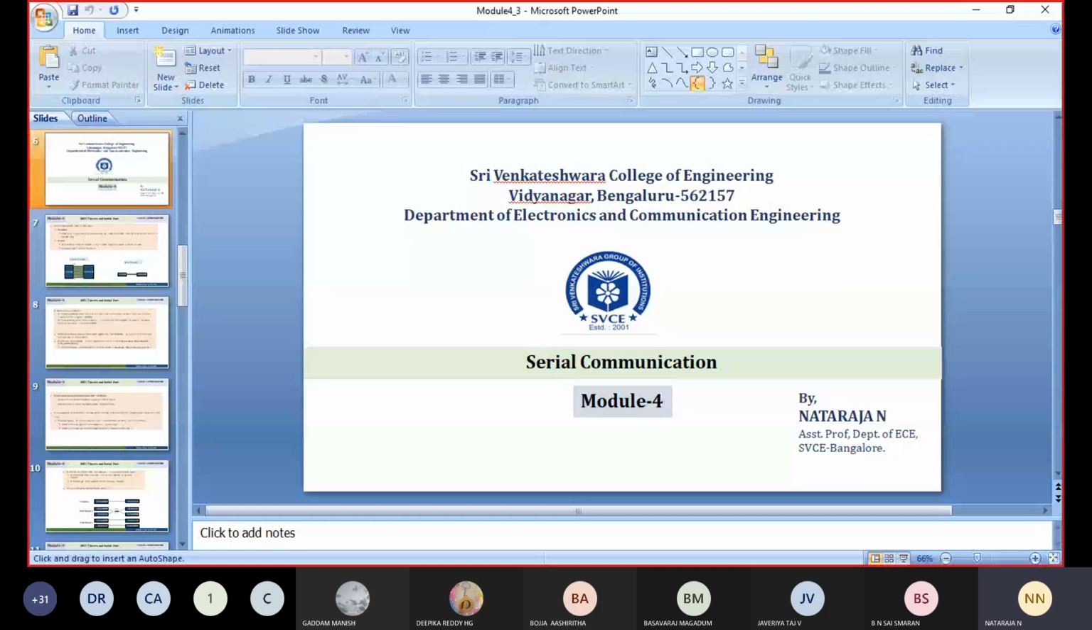In advanced technologies we use a technique called UART, universal asynchronous receiver transmitter. That is serial communication, a very important concept in communication. For example, in the microcontroller laboratory, in Part B, we are going to use some hardware kits. How do you transmit data from your system to that kit? We are going to use RS-232 cables to transmit your data from the computer to that particular kit.